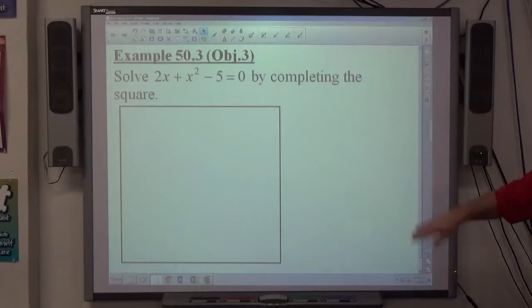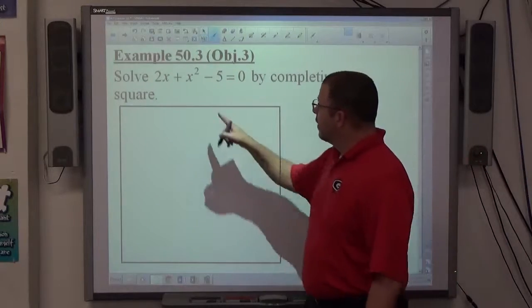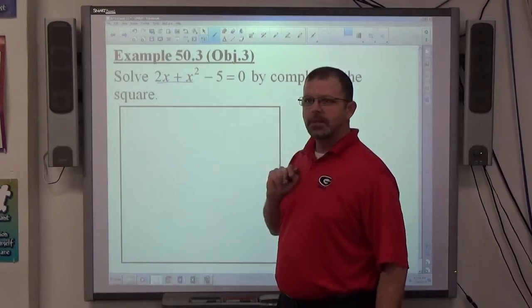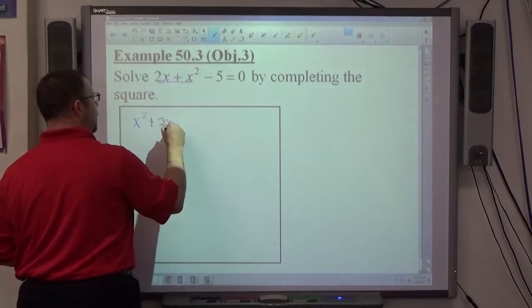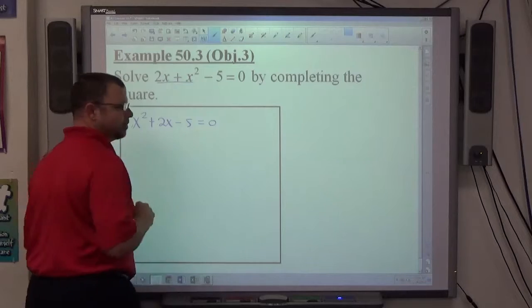Okay, example 3, same kind of problem. Solve a quadratic equation. It says specifically by completing the square. This is not descending order, right? So if I'm going to go step 1, x squared plus 2x minus 5 equals 0.